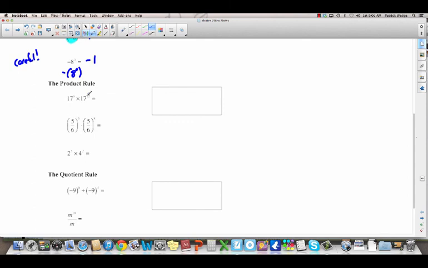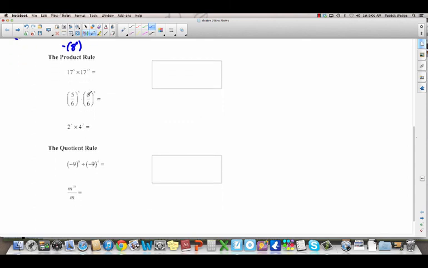Okay, next we're going to learn the product rule. Pretty sure you know this one too. So again, let's use an example to help us out. If I was multiplying 2 cubed times 2 to the 4th power, what does that equal? Well, 2 cubed is the same as 2 times 2 times 2, right? And 2 to the 4th power is the same as 2 times 2 times 2 times 2. So what do we actually have here? We have 2 times 2 times 2 times 2 times 2 times 2 times 2. Oh, that sounds like 2 to the 7th power.